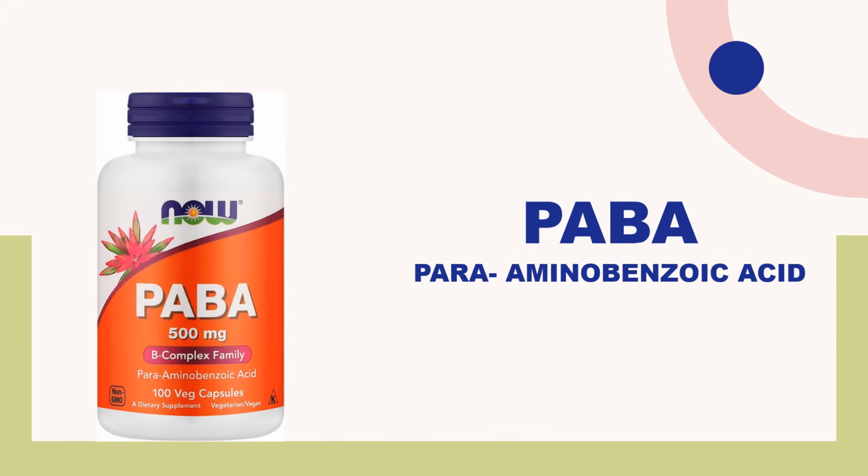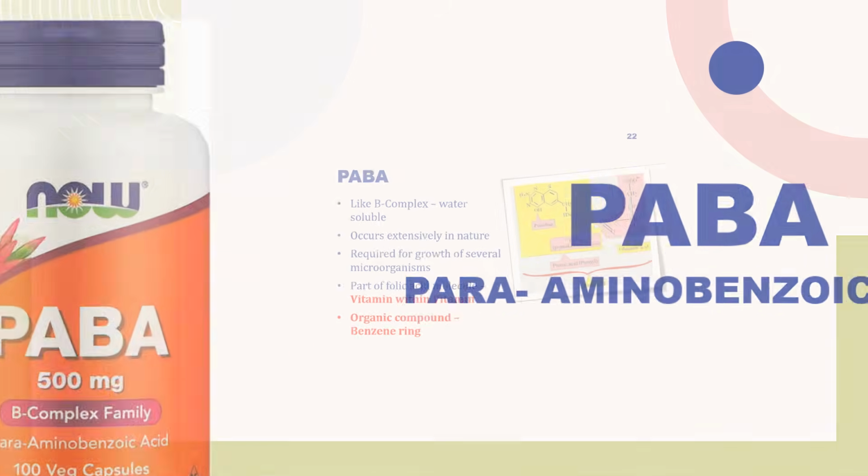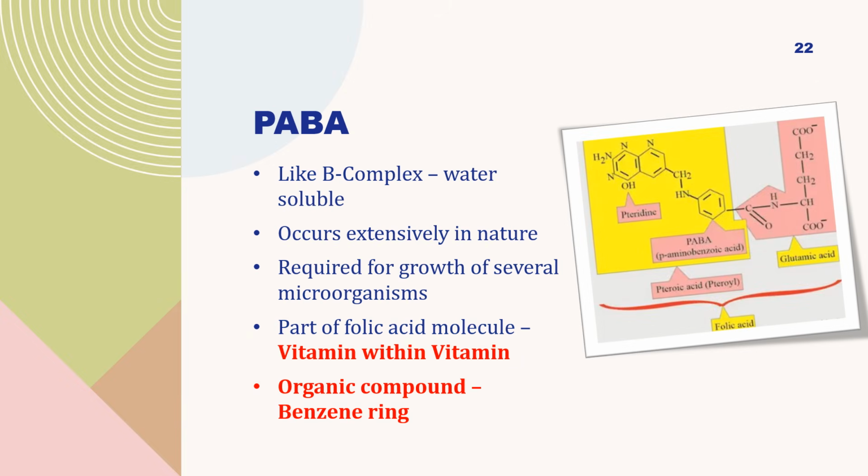So the next vitamin-like substance is PABA, that is para-aminobenzoic acid. So it is like B complex vitamins. It is a water soluble compound, and it occurs extensively in nature. And some microorganisms like bacteria require para-aminobenzoic acid for their growth, and it is a part of the folic acid molecule.